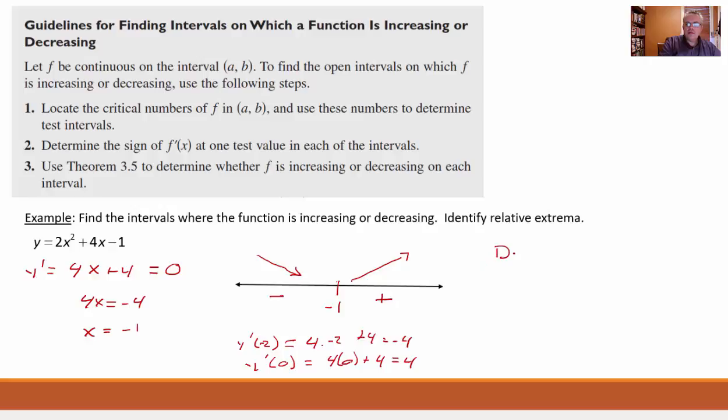So we can now write our results. It's decreasing from -infinity to -1, and it's increasing from -1 to infinity. Now, if it's decreasing until we get to -1 and increasing after -1, that means x equals -1 is a relative max. I'm sorry, min. I don't know what I was thinking there. It's a minimum. It's decreasing, it turns around, and the function starts increasing. It's like it has a valley here. So it must be a relative minimum. Okay, that's our first example.